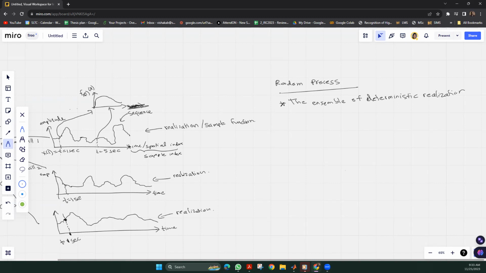Ensemble is actually a collection of all the possible deterministic realizations that are possible from this random process. So each individual sequence, sorry, I will describe the ensemble. The ensemble is the set of all possible sequences.